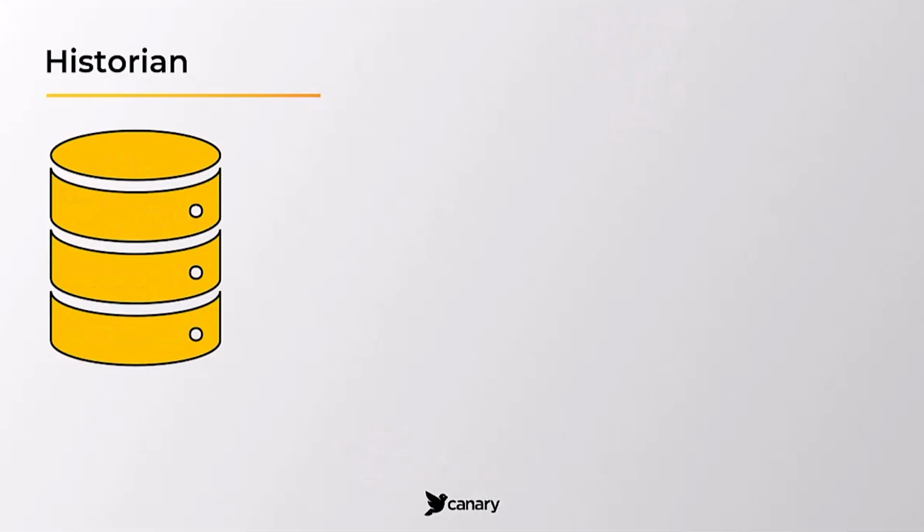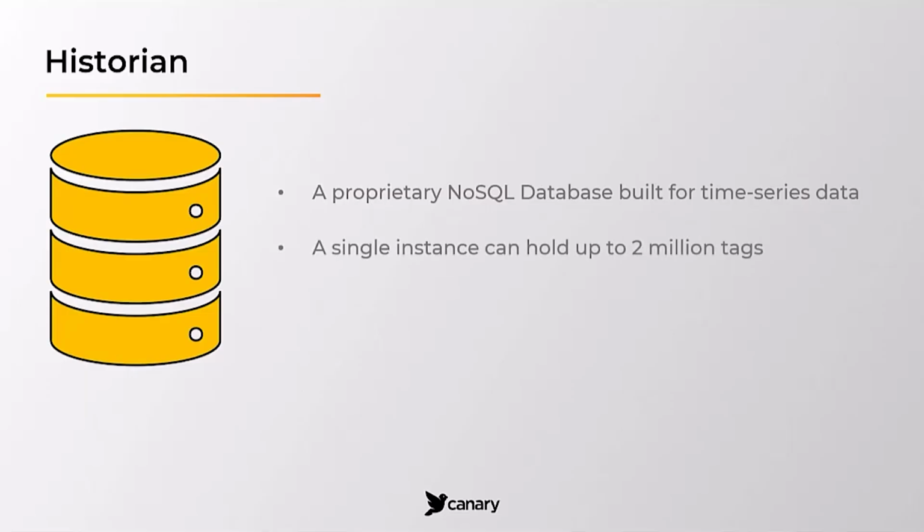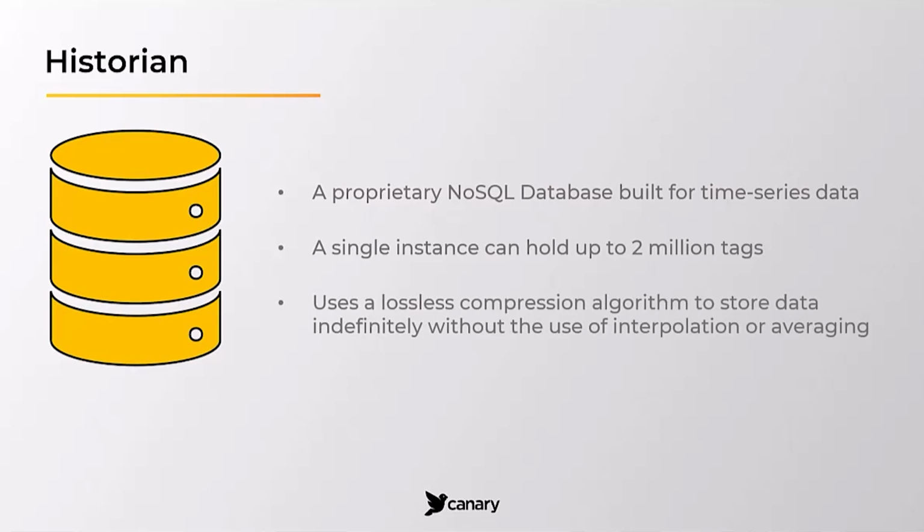The Canary Historian is a proprietary NoSQL database built for time series process data. A single instance can hold up to 2 million tags. Canary uses a lossless compression algorithm to store its data, so the data stored today will be the same 10 years from now with no interpolation or averaging.